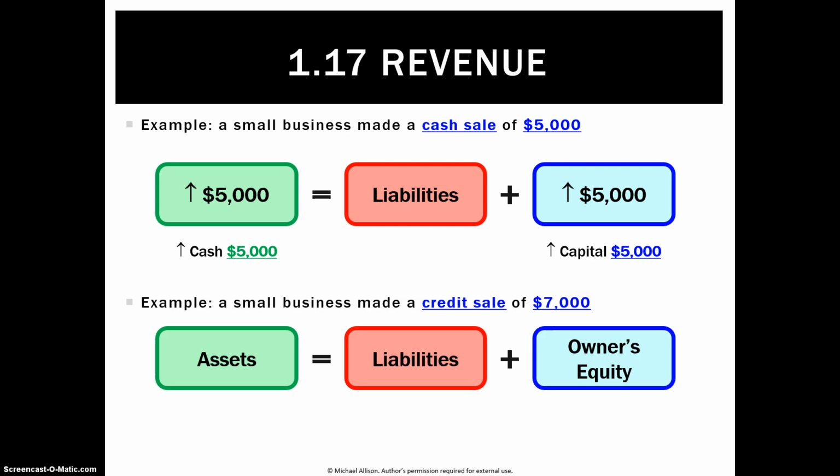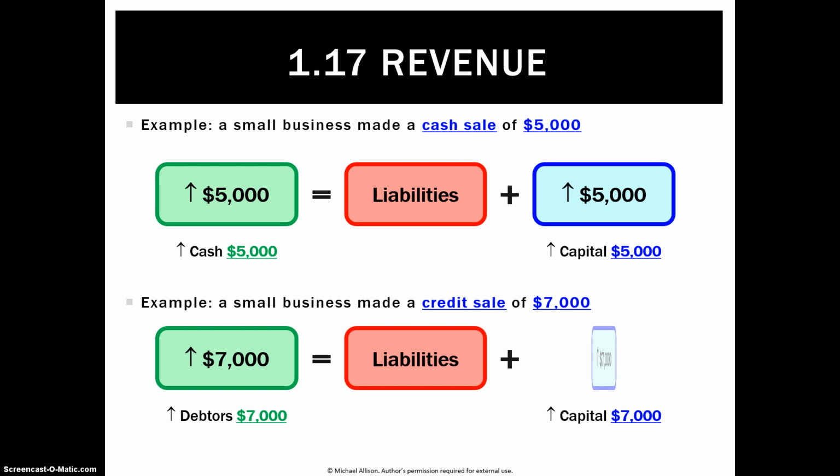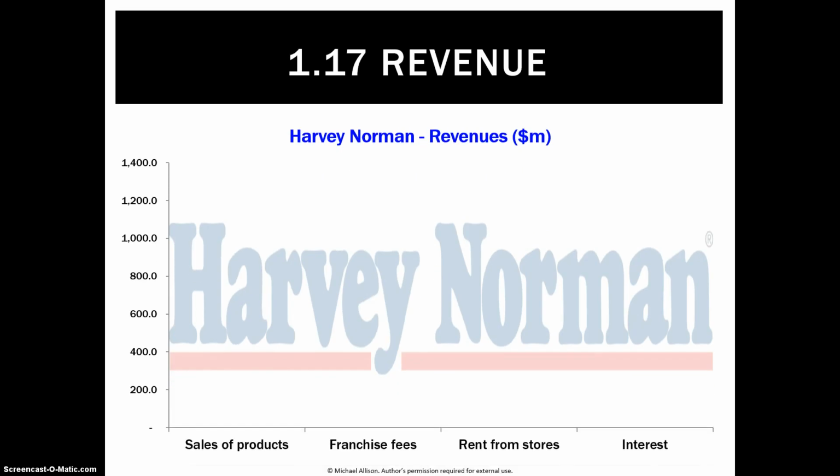Changing the example slightly, the same business made a credit sale of $7,000. Again, we've got assets going up, just a different asset. Instead of cash, we now have debtors increasing. No other assets going up or down, no liabilities going up or down, so the other effect will be that this is going to increase our capital $7,000. So the same effect, just a different asset going up in this case.